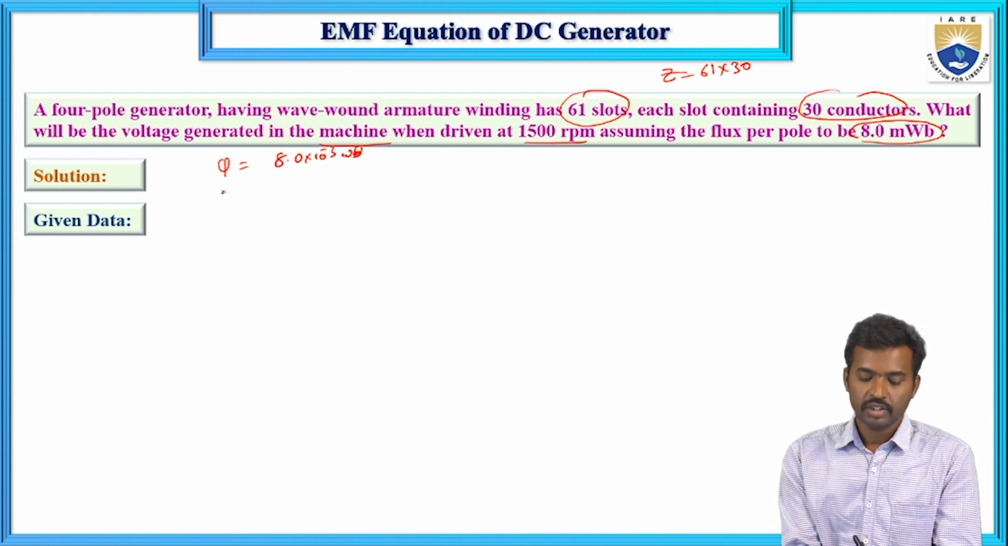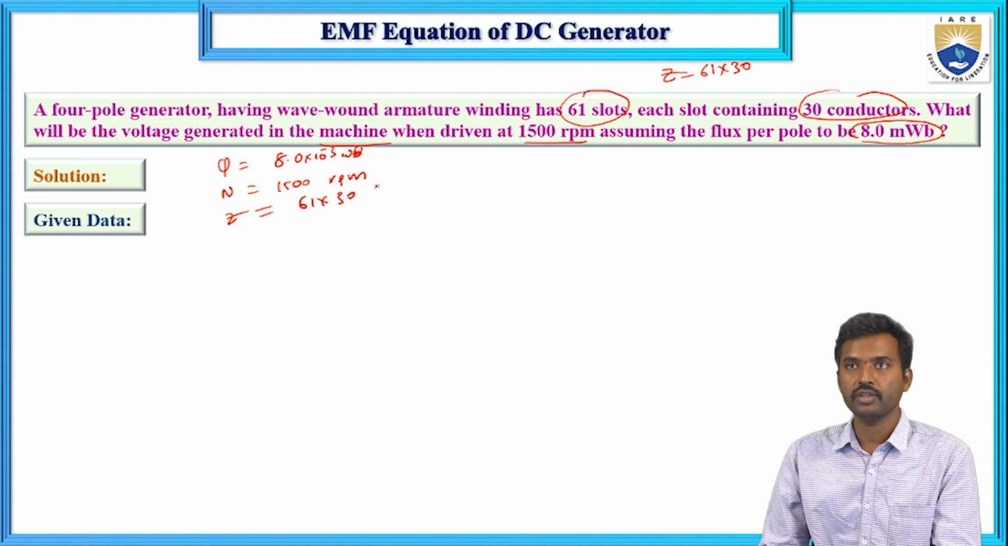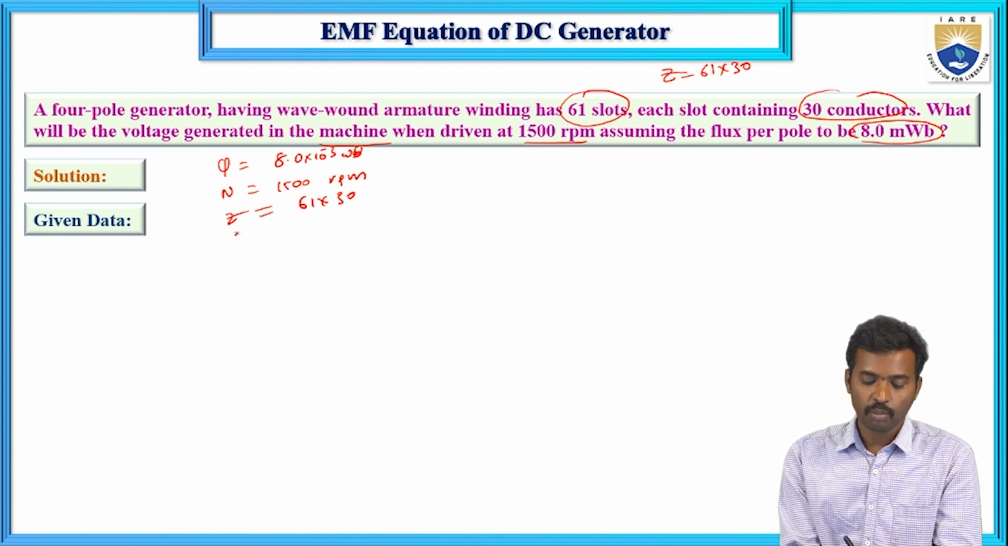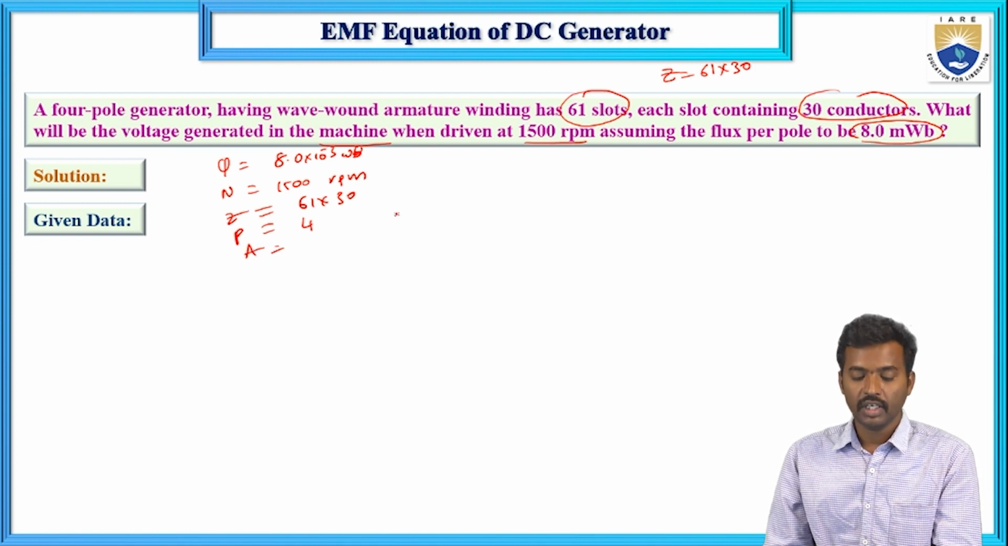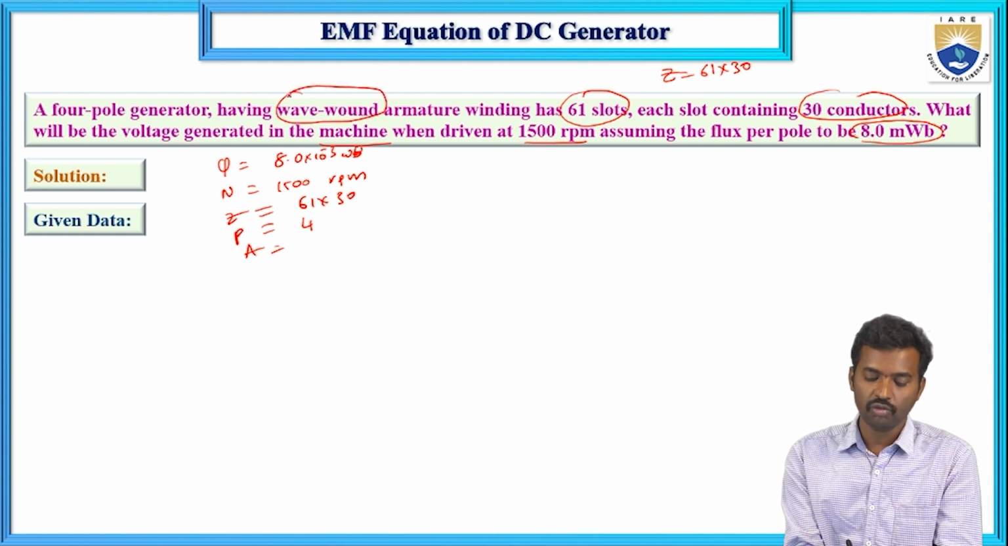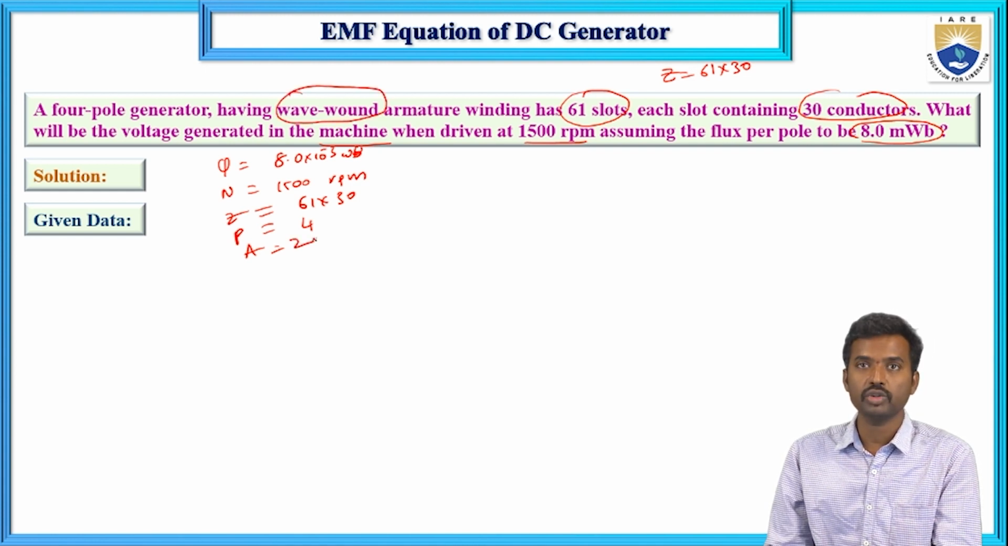Next, N equals 1500 rpm and Z equals 61 into 30, the total number of slots into the number of conductors per slot, and the number of poles equals 4. And what about A, the number of parallel paths? It is mentioned in the question as wave wound. For wave wound A equals 2 and for lap wound A equals P. Now these are the given data.